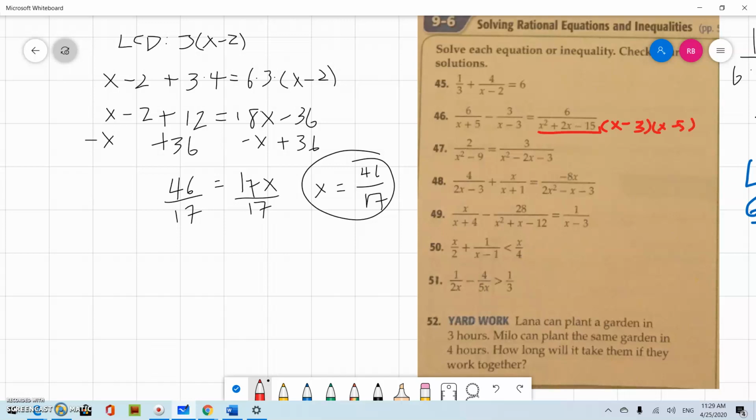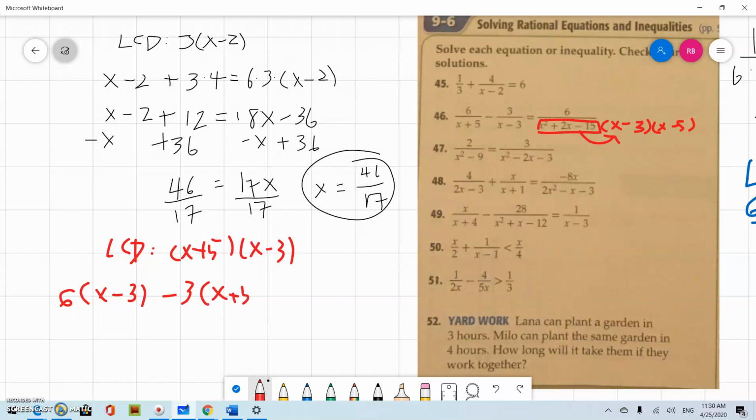We first need to factor this one, and this is 3 and x minus 5. So this thing can be rewritten as this. So then my LCD for that problem would be x plus 5 times x minus 3. So we multiply to everything. So then the first one will just have x minus 3. The second one will just have x plus 5. And then the last one will be just 6.